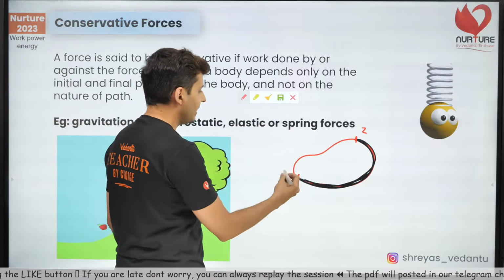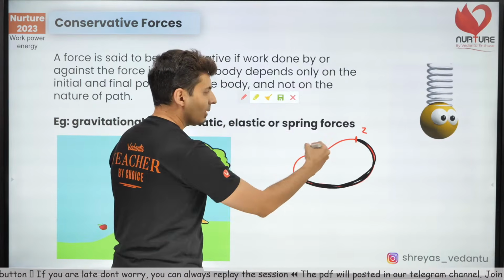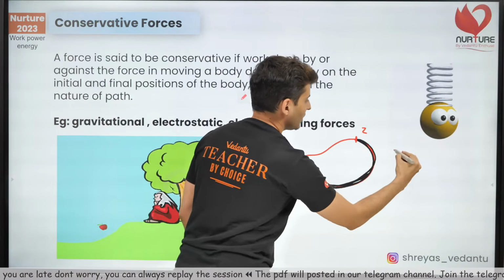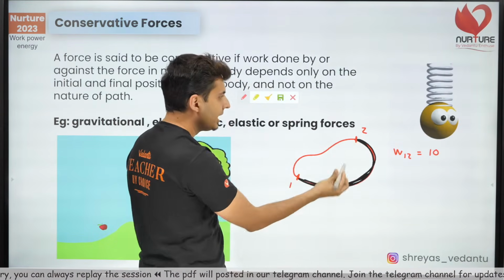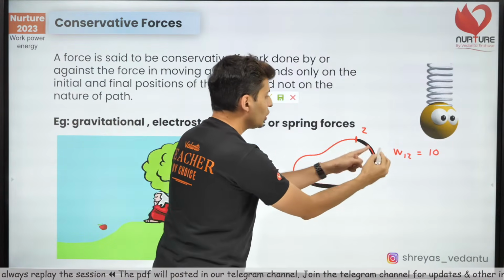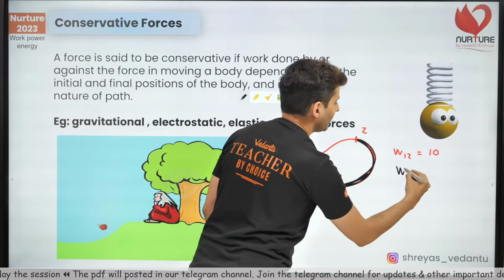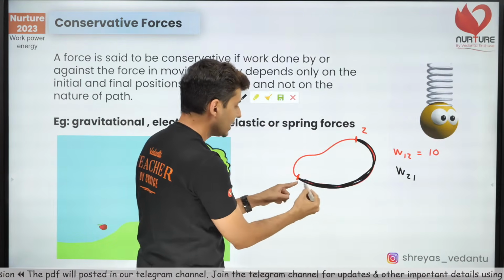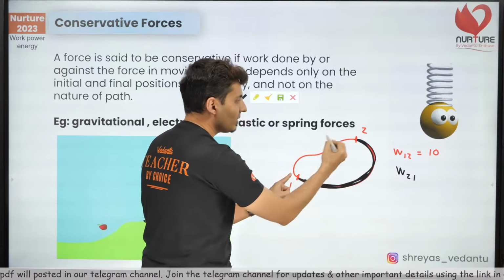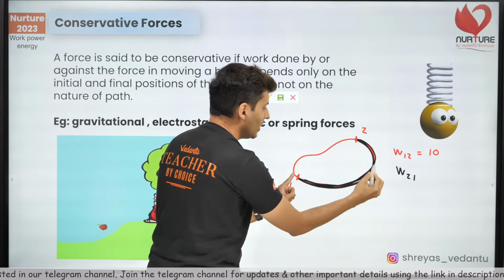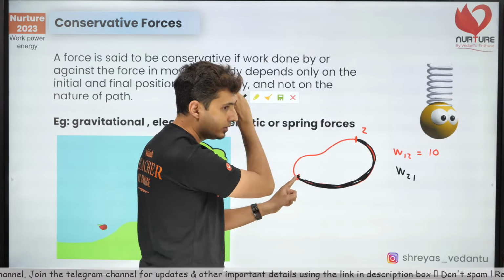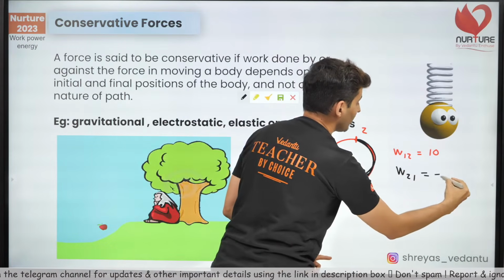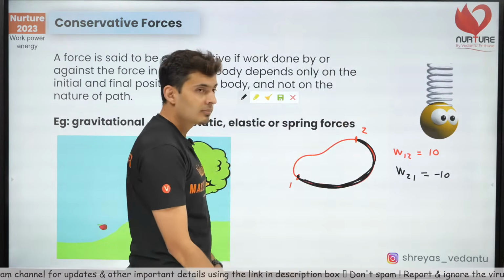Okay, so let's say from 1 to 2, W12, you take 10 joules of work. Now from 2 to 1, how much work will you take? From 2 to 1 via this path. Because the total work has to be 0, right? From 1 to 2, whatever work you do, from 2 to 1 you have to do the exact amount of work because you are coming back to the same point for a conservative force. So you will take minus 10 joules of work.